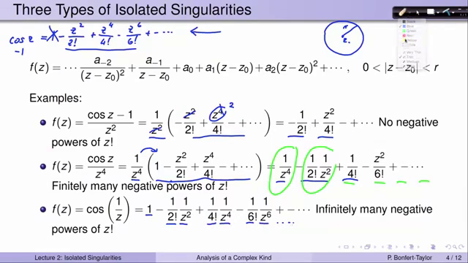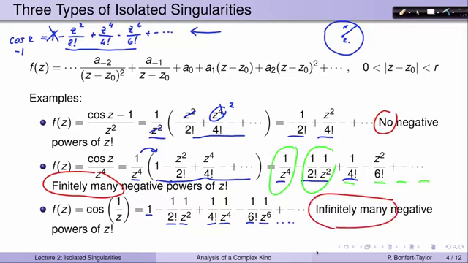So here you see three fundamental differences in the behavior of these three functions at the origin. The first function had no negative powers of z. The second one had finitely many negative powers of z. And the last one had infinitely many negative powers of z. This very much influences how the function behaves near the isolated singularity. And so that's why we use this distinction to classify isolated singularities into three types.